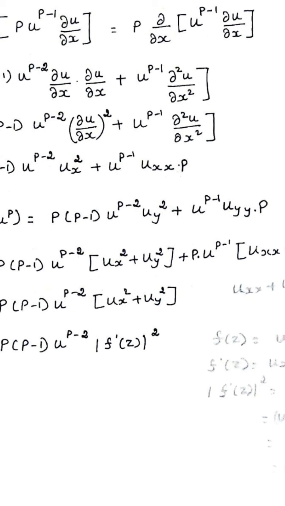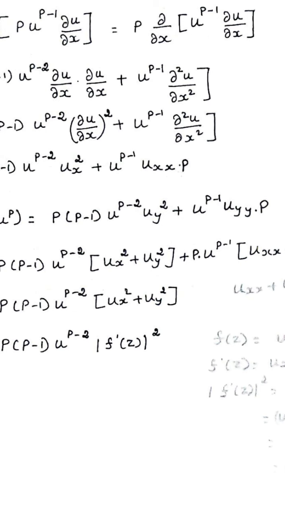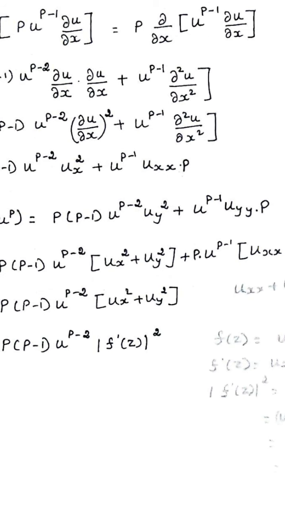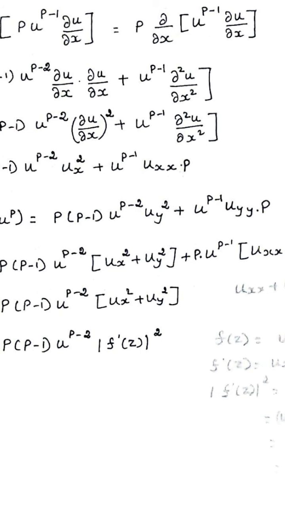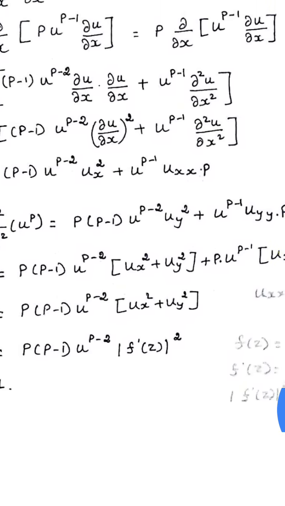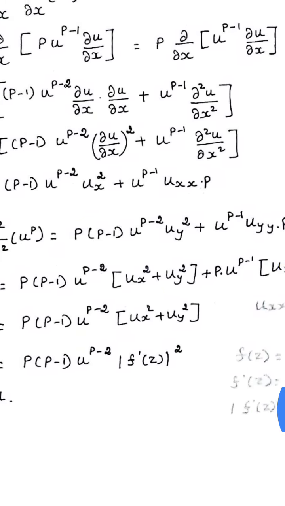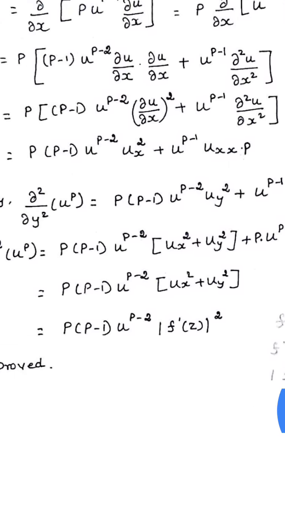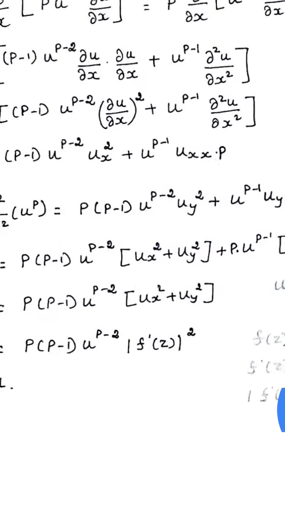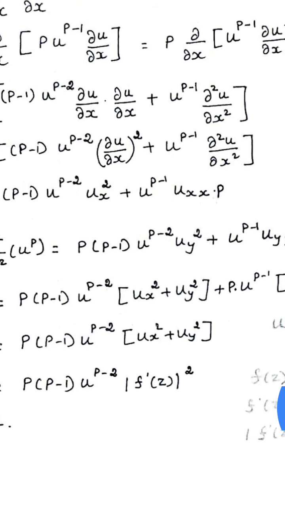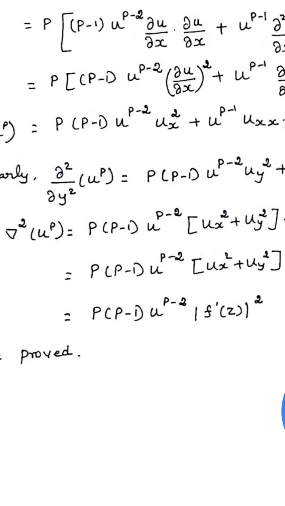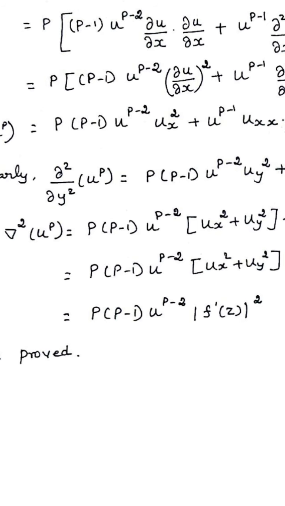Again I have to differentiate that with respect to which variable? The x variable. Here what formula do I have to use? The uv formula, that is nothing but uv' plus u'v. So that is the formula I'm going to use here. I'm keeping dou u by dou x as it is, and I'm differentiating u^(p-1). What is the differentiation of u^(p-1)? (p-1) u^(p-2) times dou u by dou x.